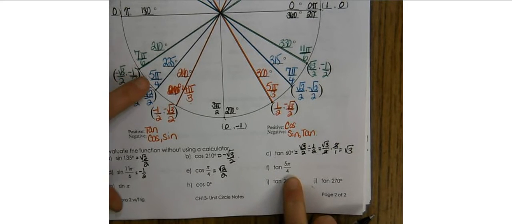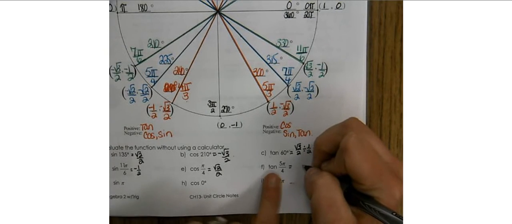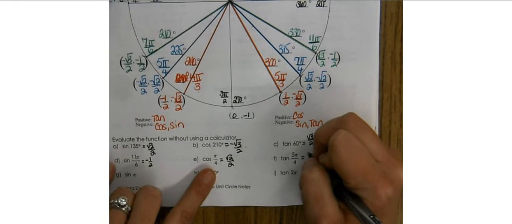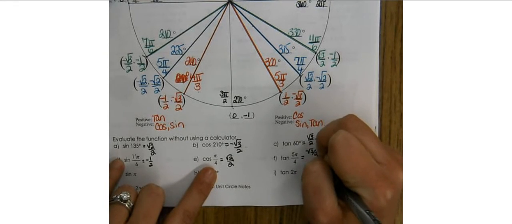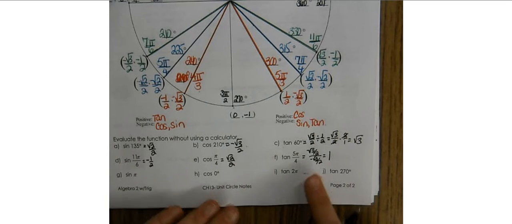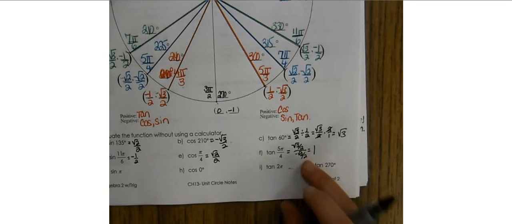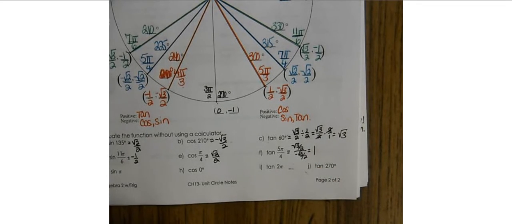So for 5 pi over 4, we're talking about the square root of 2. For tangent, we have negative square root of 2 over 2 divided by negative square root of 2 over 2. It's the same exact number over the same exact number, so our answer is 1. I don't want you to necessarily show me this work. I just want you to know that whenever you're taking the tangent of a 45-degree angle, your answer is either going to be positive 1 or negative 1 every single time. 5 pi over 4 is a type of 45-degree angle. Just know it's going to either be positive 1 or negative 1.